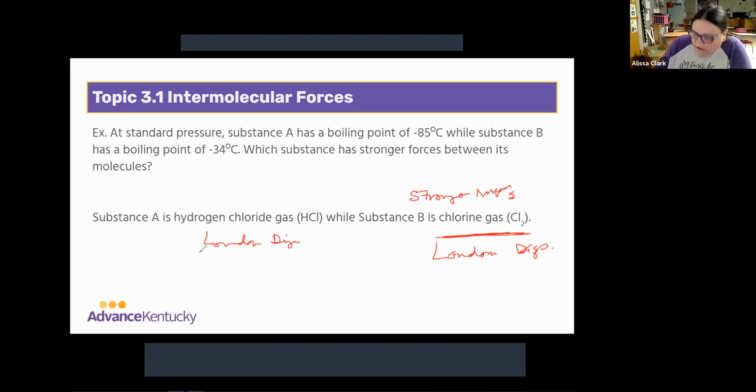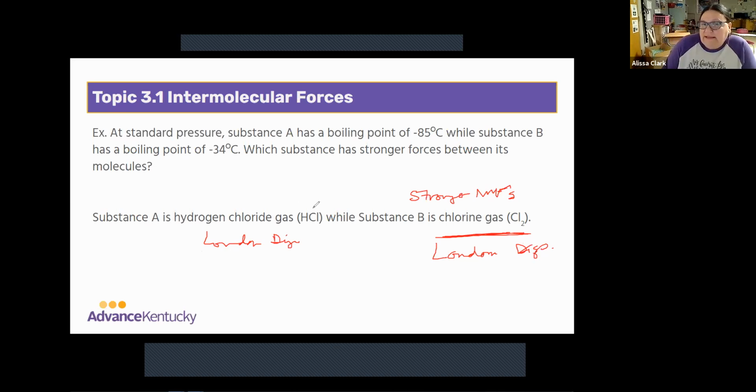So anytime the question says, what intermolecular forces are present here? The answer is London dispersion forces, and there might be an and. The next question you ask yourself is, okay, is this polar or is this not polar? Well, chlorine gas is not polar, so London dispersion forces is all we have.